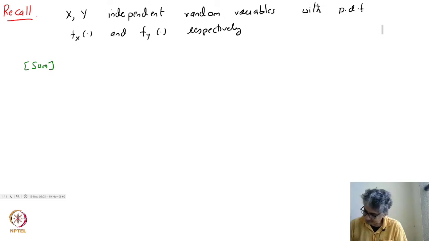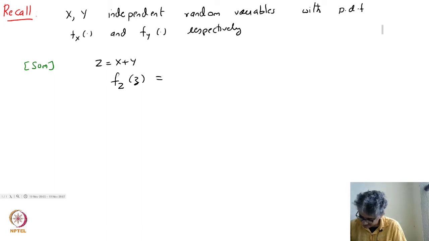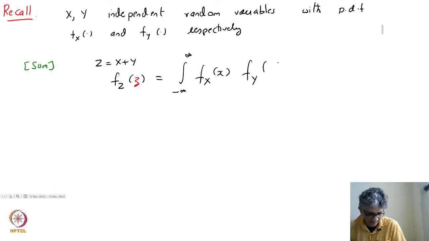Here I said that if Z is equal to X plus Y, then the density of Z is given by, so here I put this in red so it's clear, the convolution of X and Y, given by the integral from minus infinity to infinity of f sub X at the point x and f sub Y at the point z minus x dx. This is one thing we discussed and derived last time.